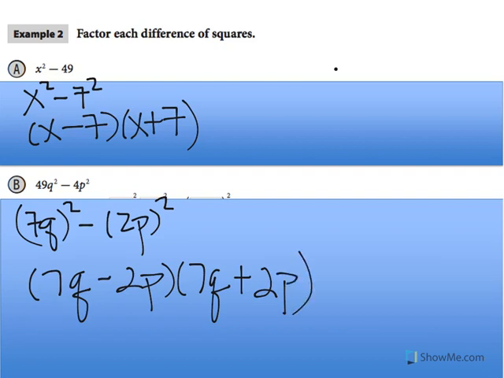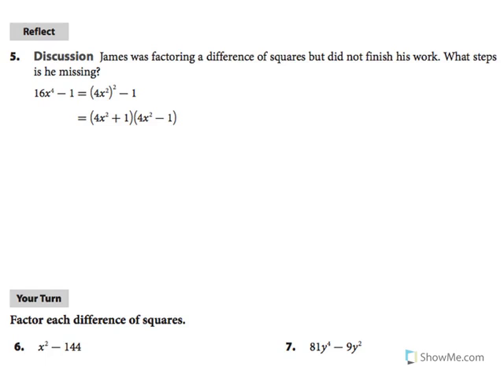Right, number 7. Okay, so they said reflection discussion. James was factoring a difference of squares but did not finish his work. What step is he missing? So I'm going to have you guys try number 5 first before I give you the answers.